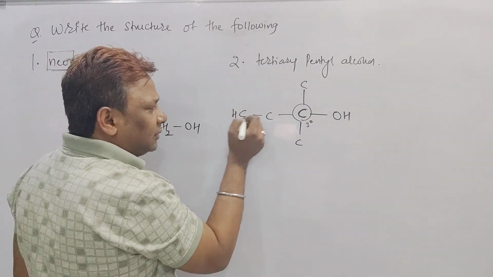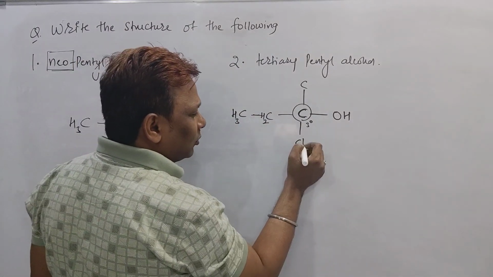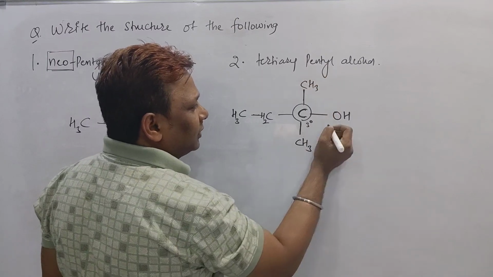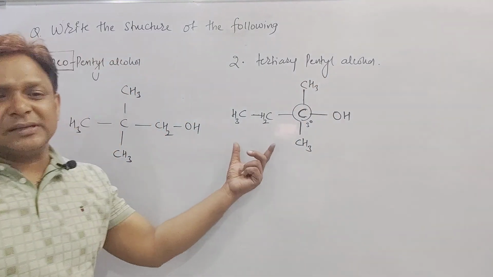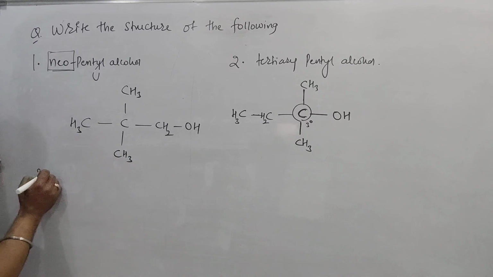So I should write 3 plus 1, 4. But here 2 plus 2, 4. Here 4 over. Here 3 plus 1, 4. And here also 3 plus 1, 4. And this is the OH group. But this is the structure of what? Tertiary pentyl alcohol. Now, example number 3 you can check it.